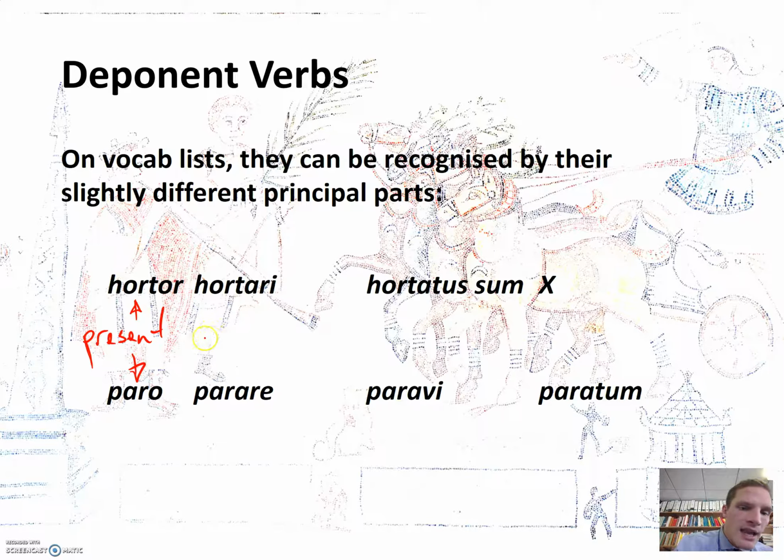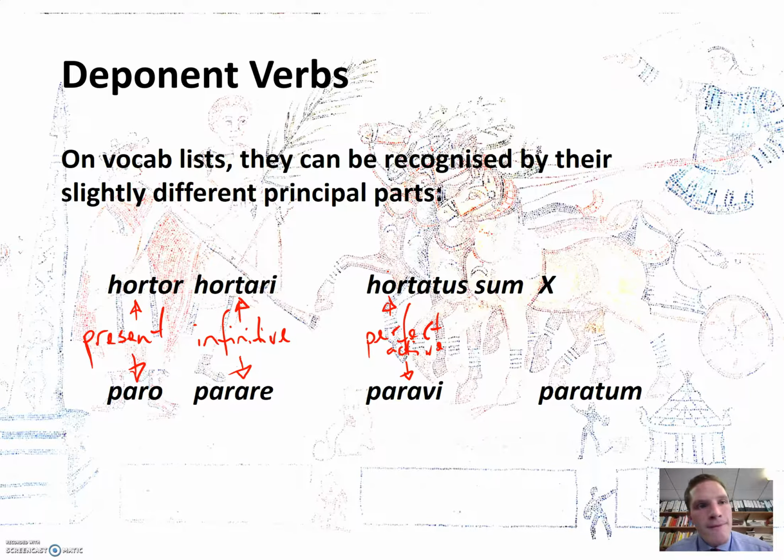And we know that our second principal part is essentially the infinitive. So parare means to prepare, and hortari is the infinitive of hortor, to encourage. Paravi, we know, is the perfect active, crucially. So paravi means I prepared. Hortatus sum also means I encouraged.